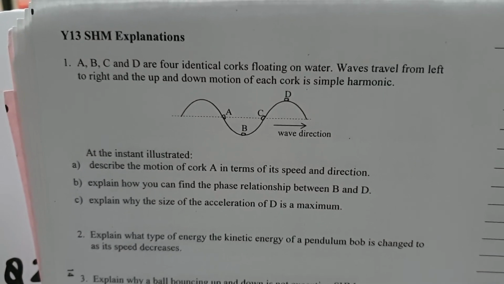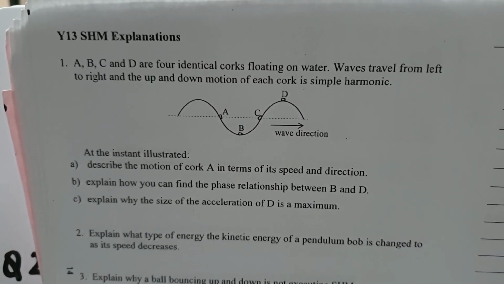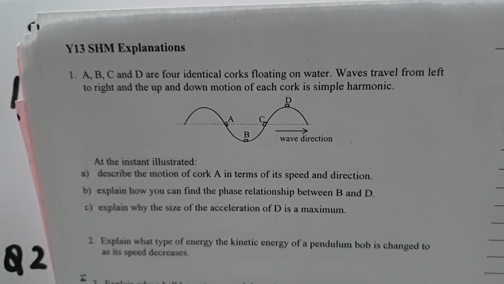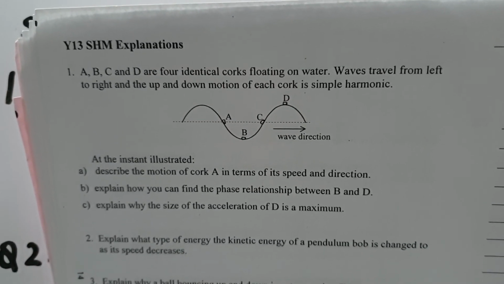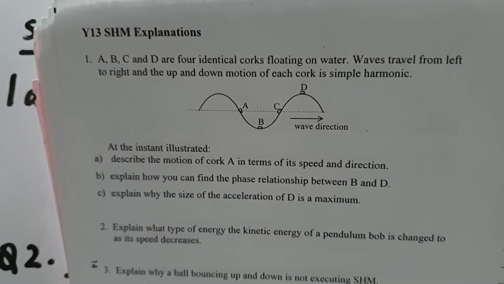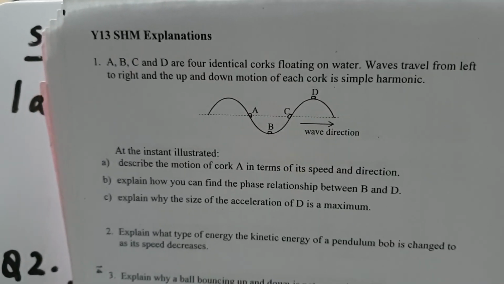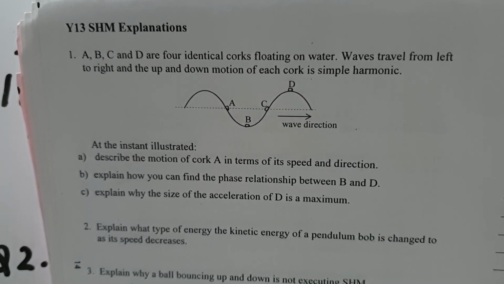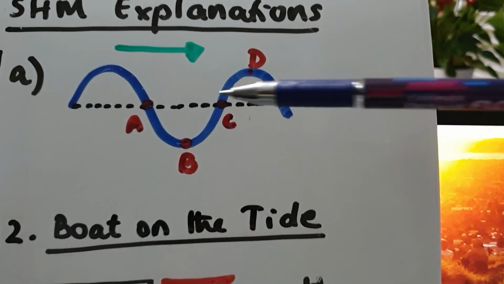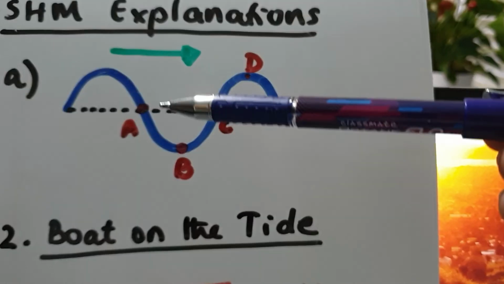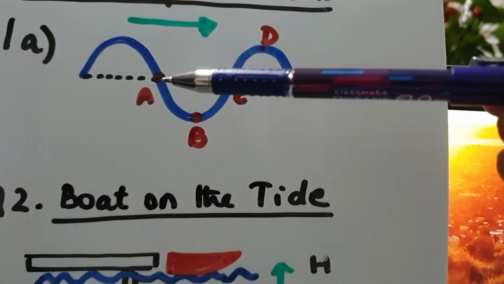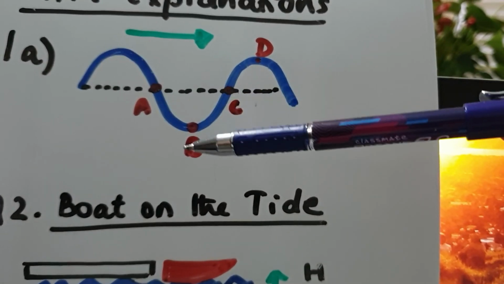So it says A, B, C, and D are four identical corks floating on water. So waves travel from left to right, and the up and down motion of each cork is simple harmonic. And the first one is, at the instant illustrated, describe the motion of cork A in terms of its speed and direction. Okay, so A is at equilibrium, and then you know that at equilibrium, the speed is the fastest. So it's going fastest. Now you wonder, is it going down or is it going up?